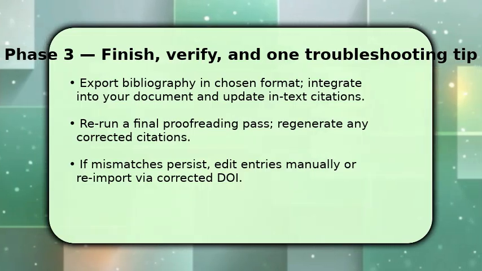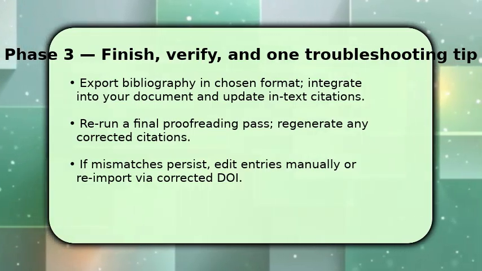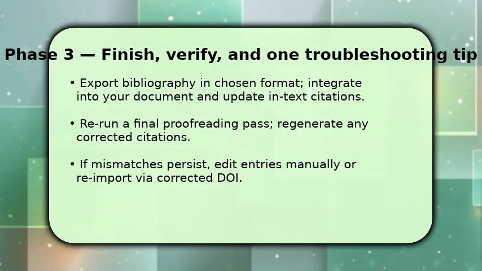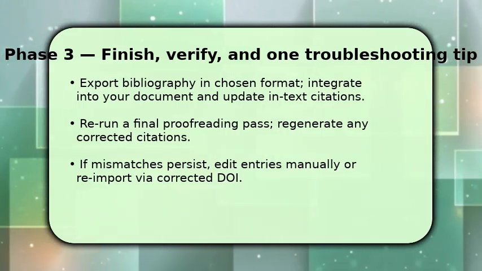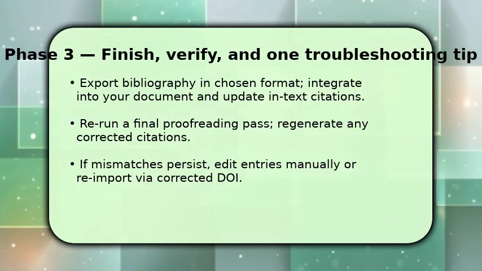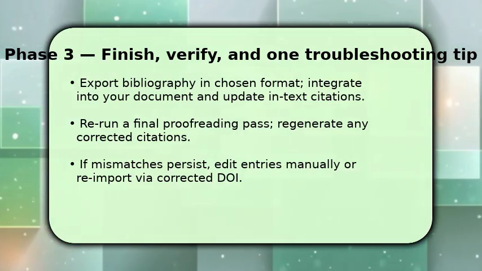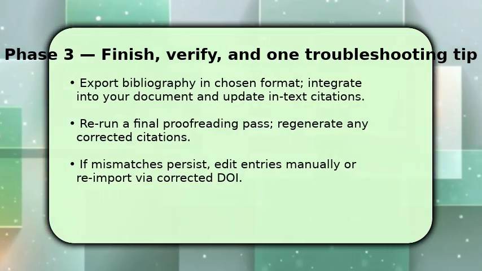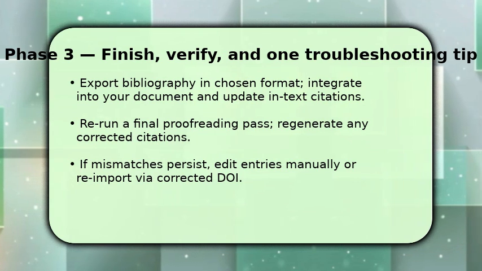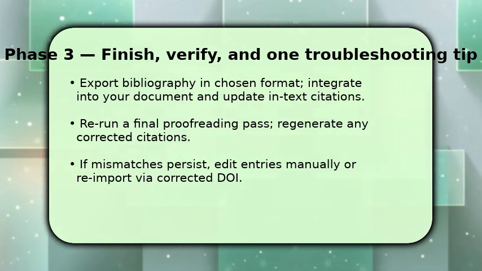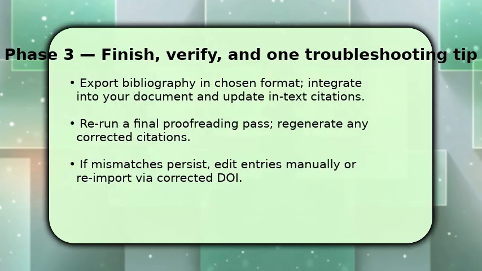If you encounter formatting mismatches or missing data, don't panic. Regenerate the specific citation using the correct DOI or edit the entry manually in Scribbr. Finally, make sure all in-text citations resolve to bibliography entries. If things still go wrong, check for duplicate records or incorrect author initials.